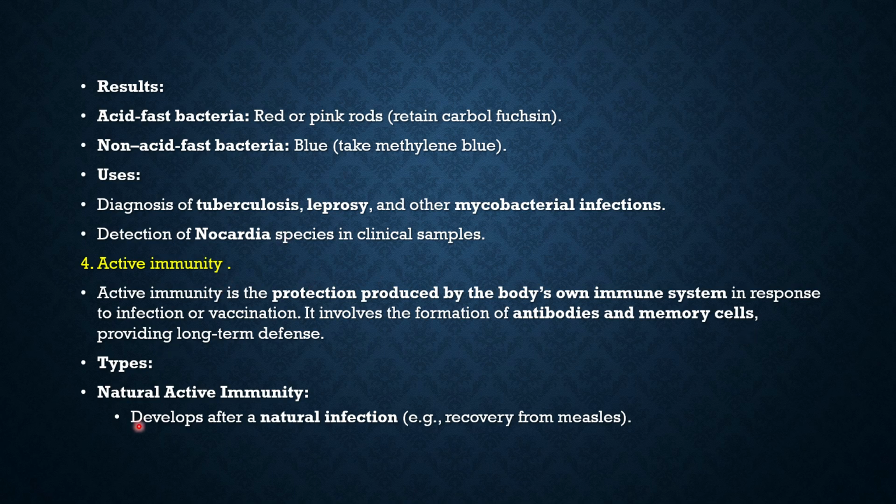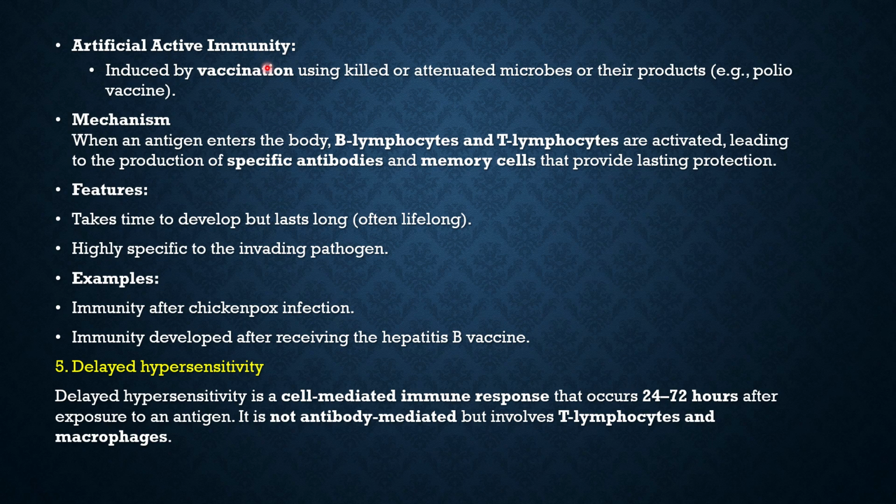It is of two types. First is natural active immunity. It develops after a natural infection. Naturally you get some infection, your body fights against it, and produces antibodies and memory cells. That is natural active. Now next is artificial active immunity. As the name tells, it is artificial. In this method, we are artificially introducing the microbes into the body through vaccination. We know that vaccines contain killed or attenuated microbes. When we introduce them into the body, our body fights against it. So that is artificial active immunity.